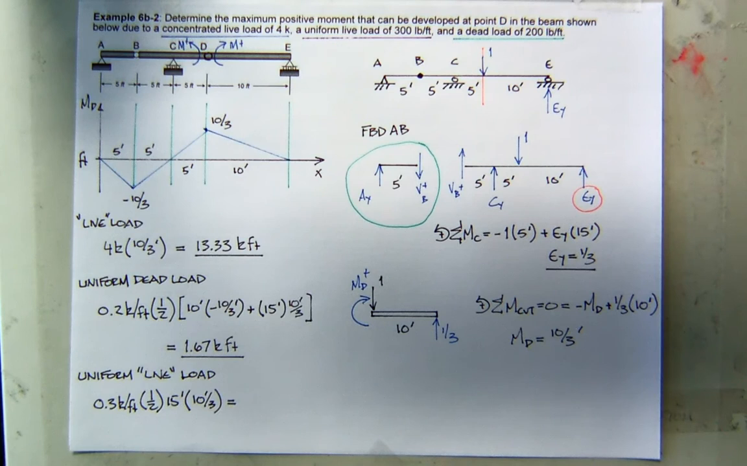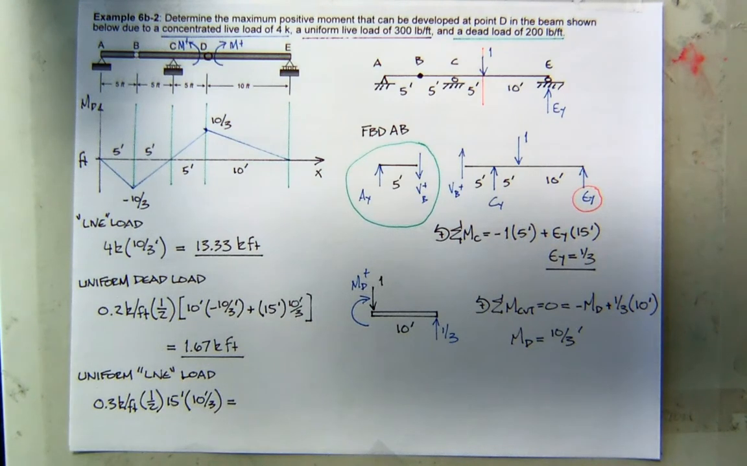Maximum positive moment. Here it says positive, so you only take the positive. But if it were just the maximum moment, you'd have to do both cases and check it. So be careful if we do end up with some mastering engineering problems, and they say what's the maximum moment. Remember, sign is just direction. So they mean the magnitude.